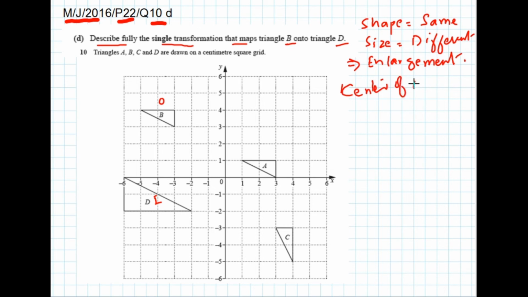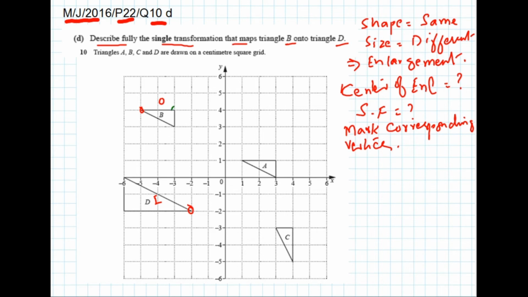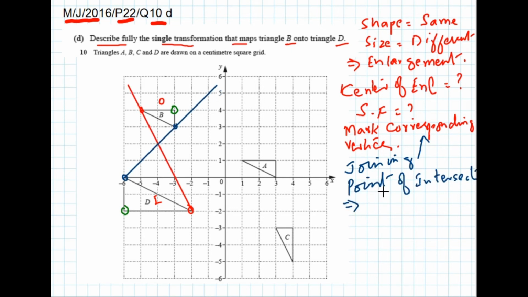Now we have to find the center of enlargement and scale factor. For center of enlargement, mark the corresponding vertices of both the triangles B and D as shown. Join each pair of vertices and extend them from larger to smaller as shown. The point of intersection of these lines is equal to the center of enlargement, which is -4, 2 as shown.